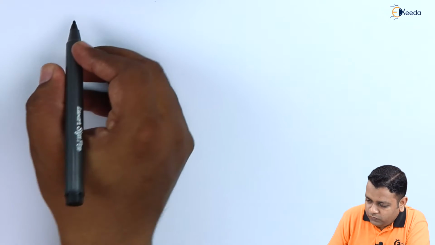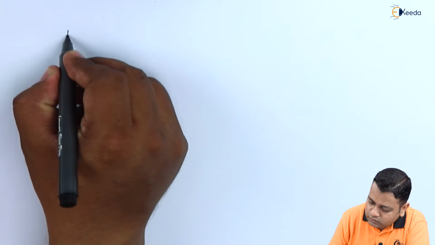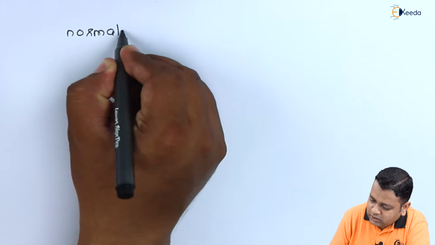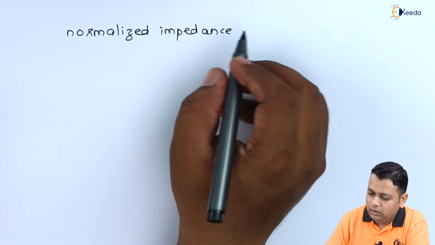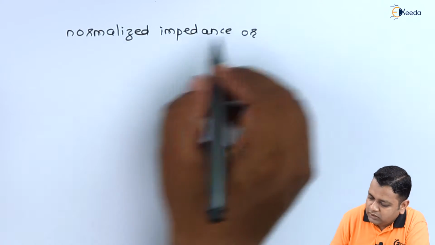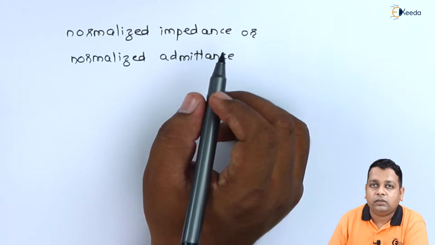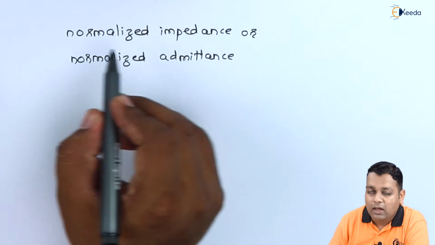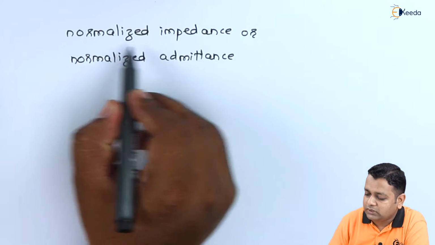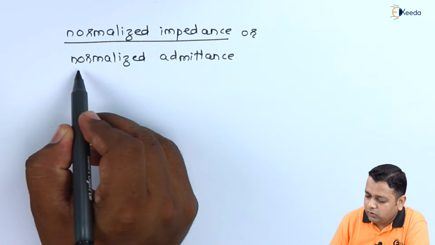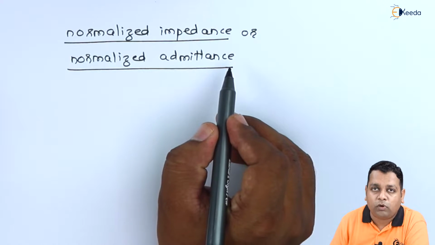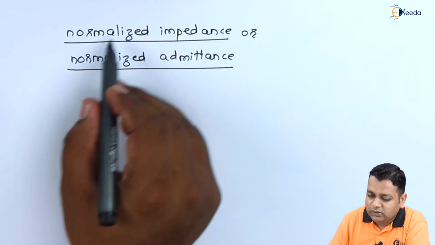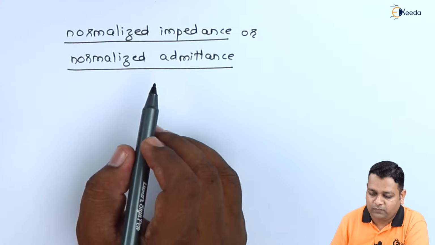Now what is there inside the Smith chart? The Smith chart consists of the normalized impedance or the normalized admittance. As in the previous topic on line impedance and admittance, at the end we can express the impedance in normalized form, and also the normalized form of the admittance. So it is plotted in the Smith chart.